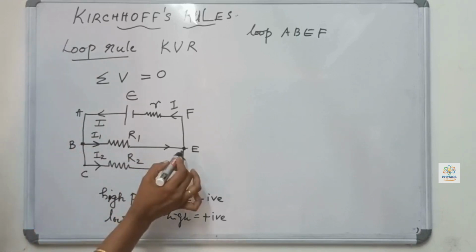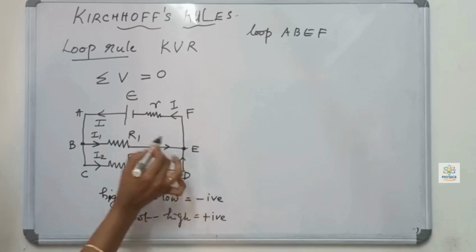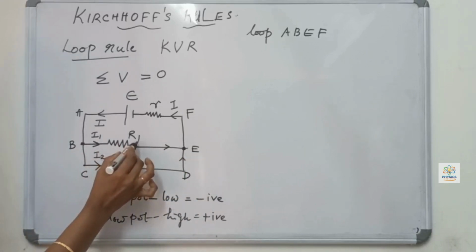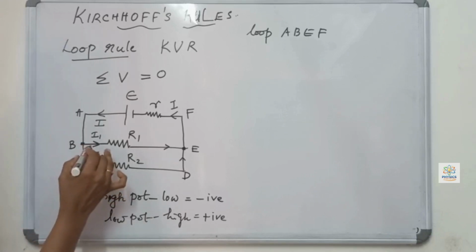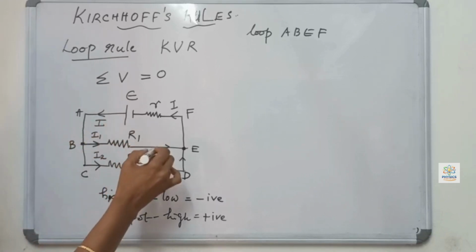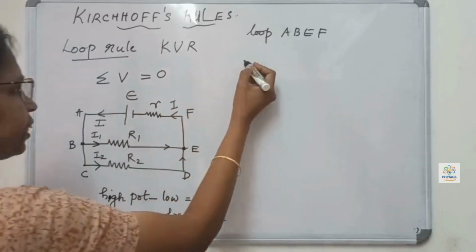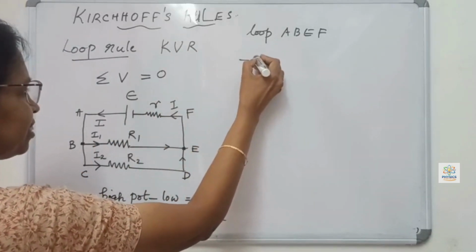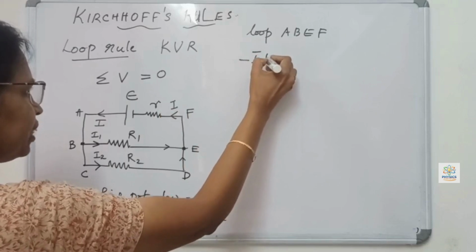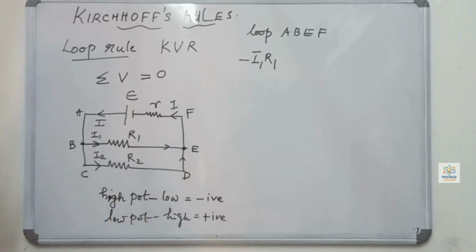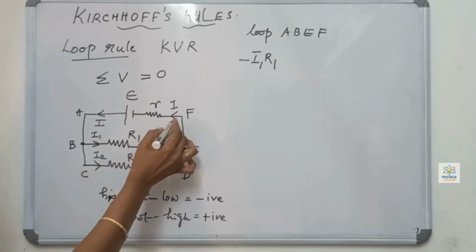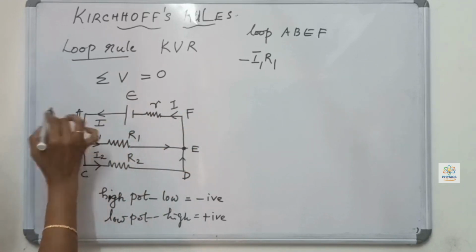Then between the points B and E the resistor is R1 and the current is I1. Therefore the potential difference is I1 into R1. Here the current is flowing from high potential to low potential, so we use a negative sign, that is minus I1 R1. Again, between the terminals E and F there is no resistor. Then consider this region FA.